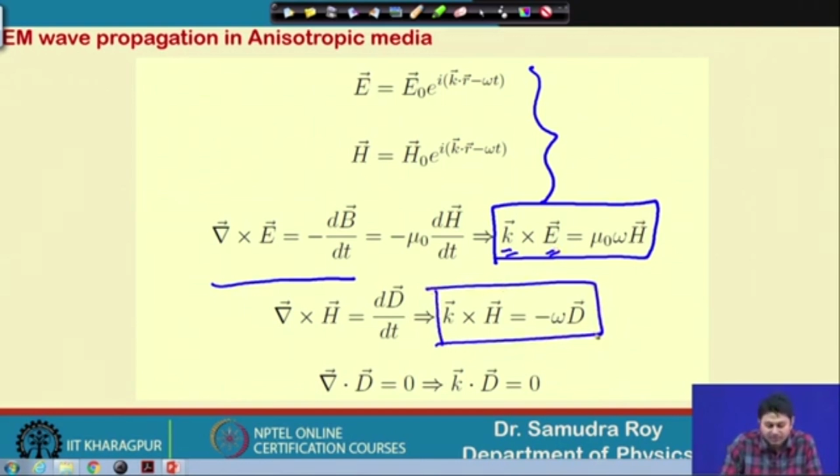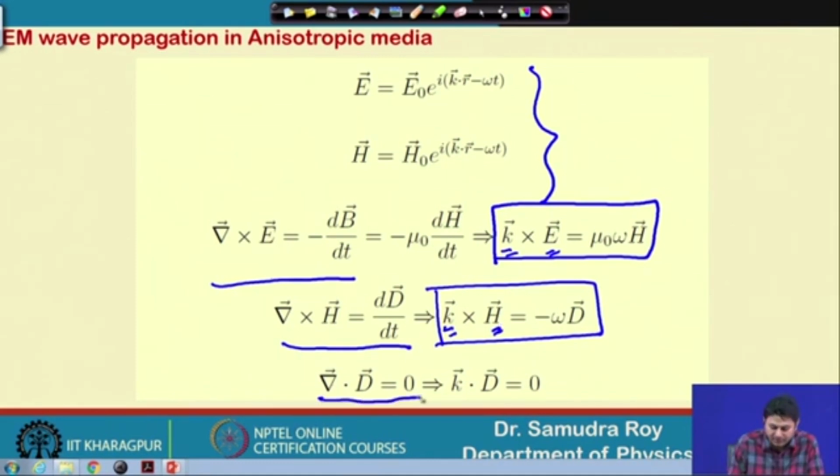Next expression is coming directly from Maxwell's equation, the fourth Maxwell's equation, and this equation suggests that the D vector is again perpendicular to the vectors k and H. Previously we found that the H vector is perpendicular to k and E, now we find that the D vector is perpendicular to k and H.